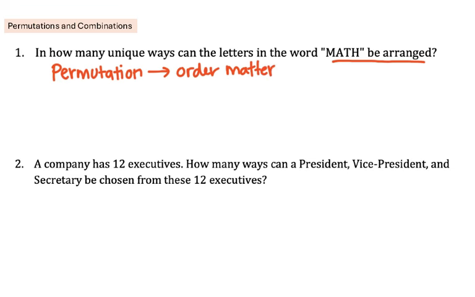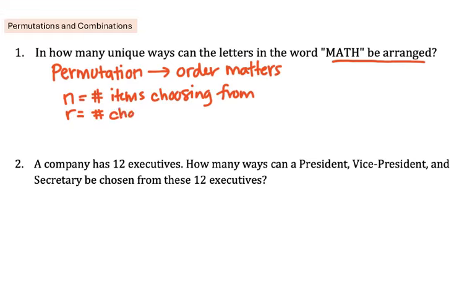So there are two things we need. We need to figure out what is n. N is the number of items we are choosing from. And then R is the number that you do choose. Okay, the number chosen or the number selected. So in this case, there's 4 different letters we're choosing from, and we're still going to select 4 of them.